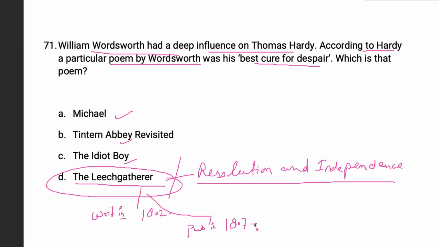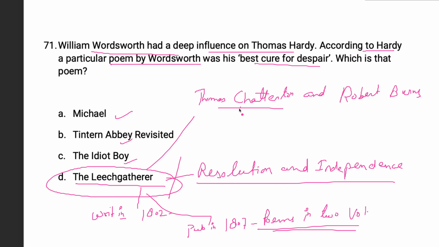In Poems in 2 Volumes, the first collection of his poetry. In this poem, Wordsworth mentions or refers to Thomas Chatterton and Robert Burns. He calls Thomas Chatterton in this poem a marvelous boy.